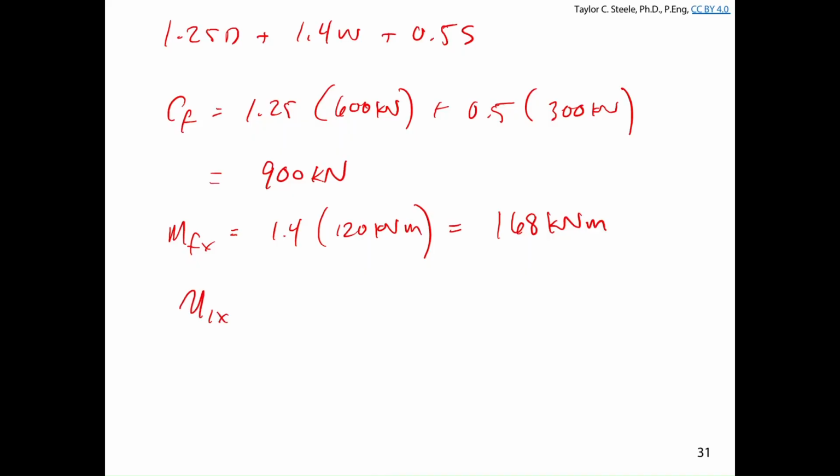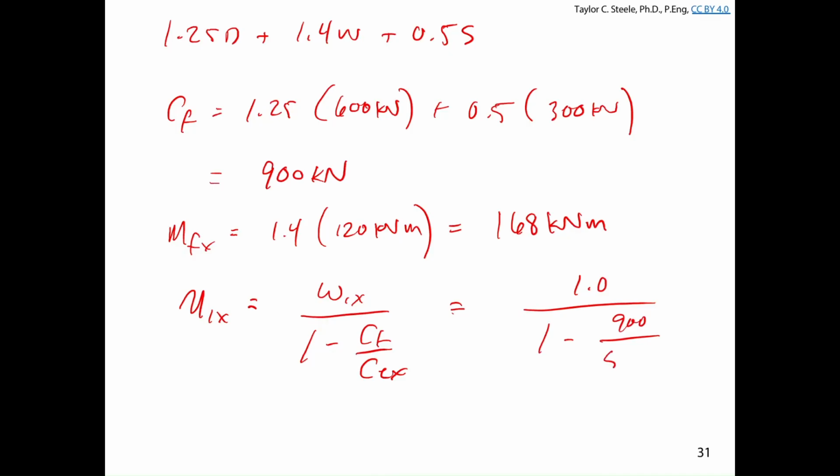So U1x now is equal to omega 1x over 1 minus Cf over Cex. Very similar calculation as before, but now Cf's different. 1 divided by 1 minus 900 over 5490. That's going to give us a U1x value of 1.20.